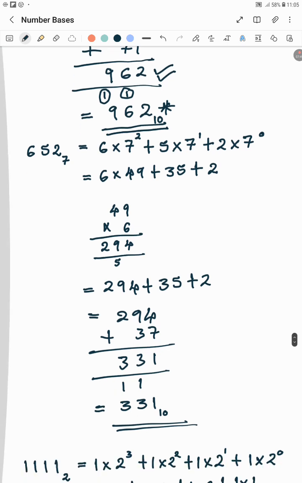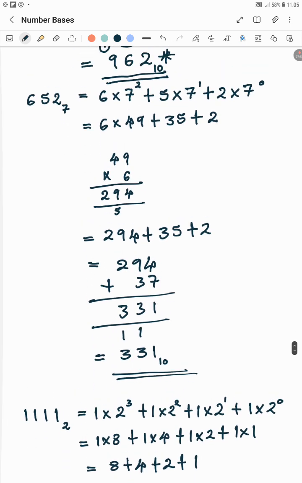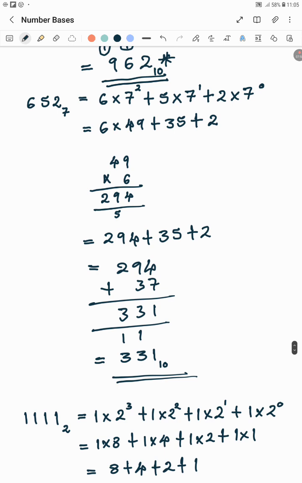So let's try another number. Here we've got 652 base 7. So you're going to say 6 times 7 to the power 2. Because if you close this 6, you remain with 2. So this is the power 2.